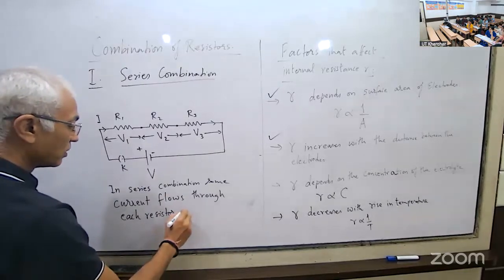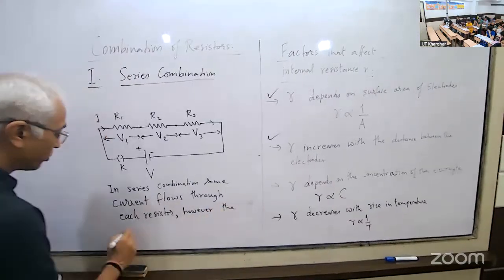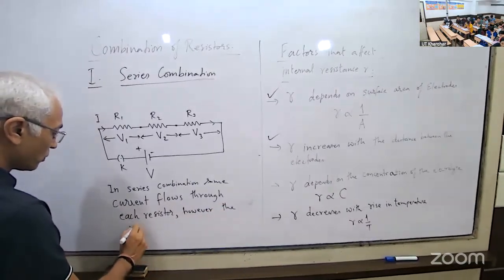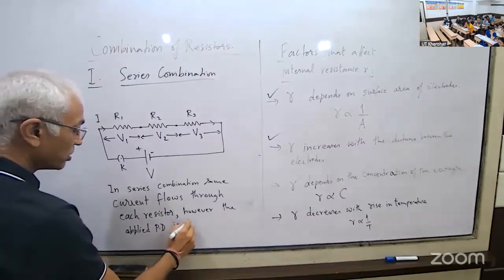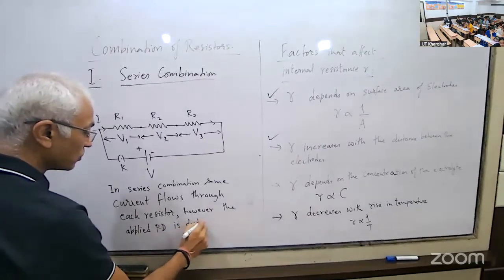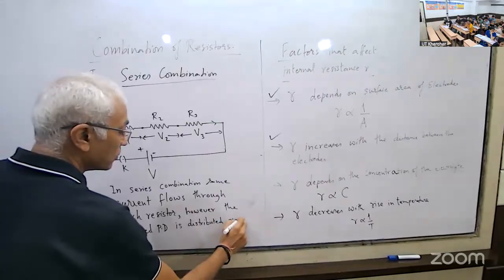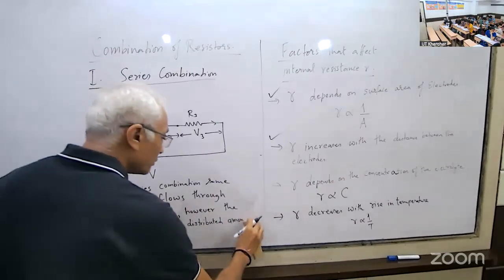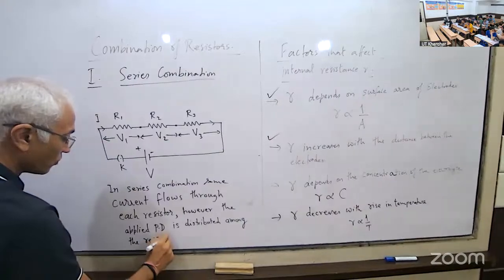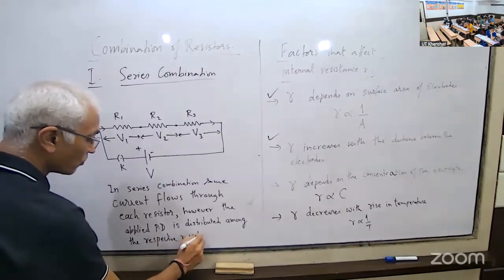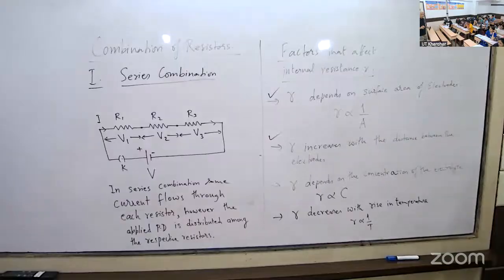However, the potential difference is distributed. Again, current is same, but potential is divided or distributed.